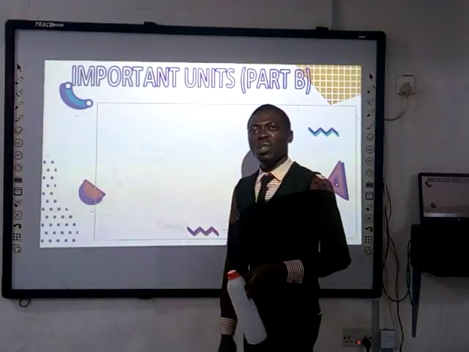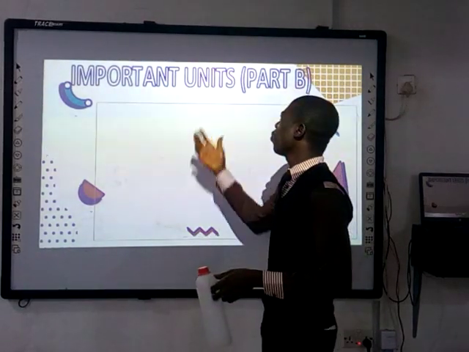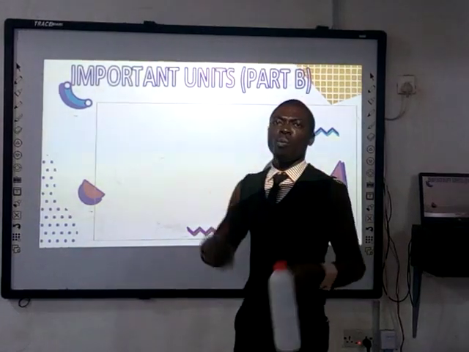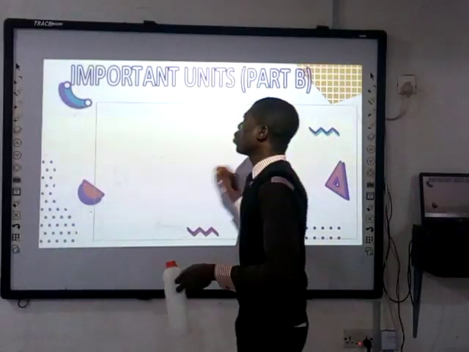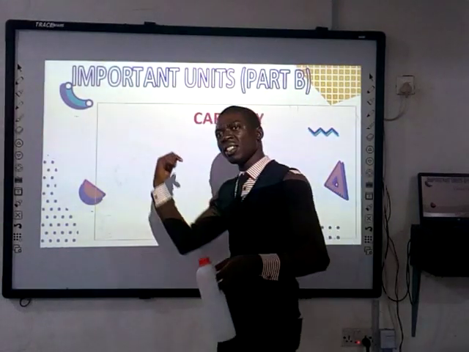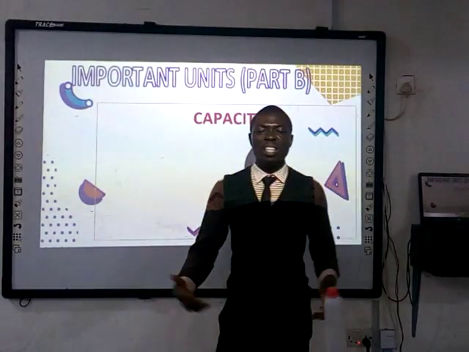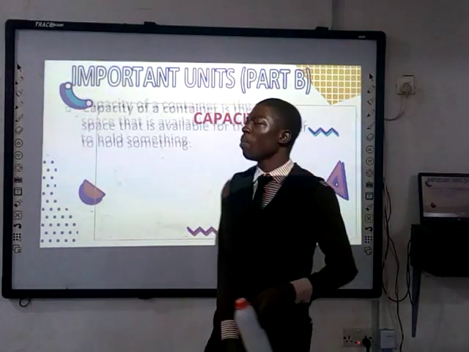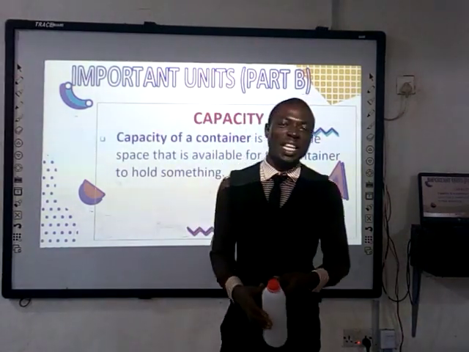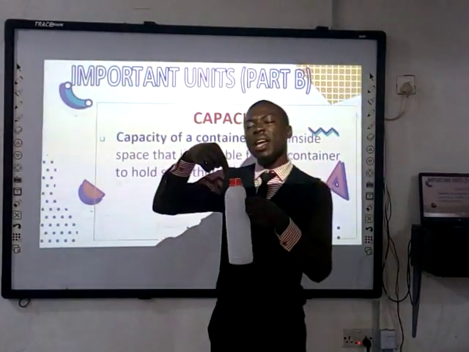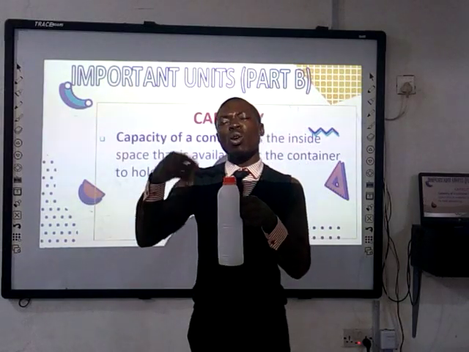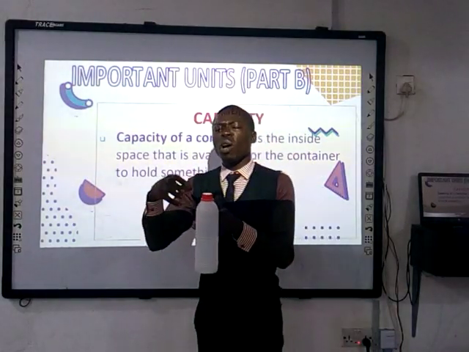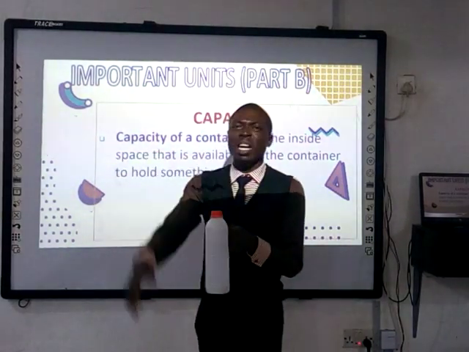Today we want to look at important units. This is part B. The first part I treated was part A, which talks about the mass of objects. In this part B, we want to look at capacity, very important. When you say capacity of a container, what are you talking about? Capacity of a container means the inside space available for that container to hold or carry something.